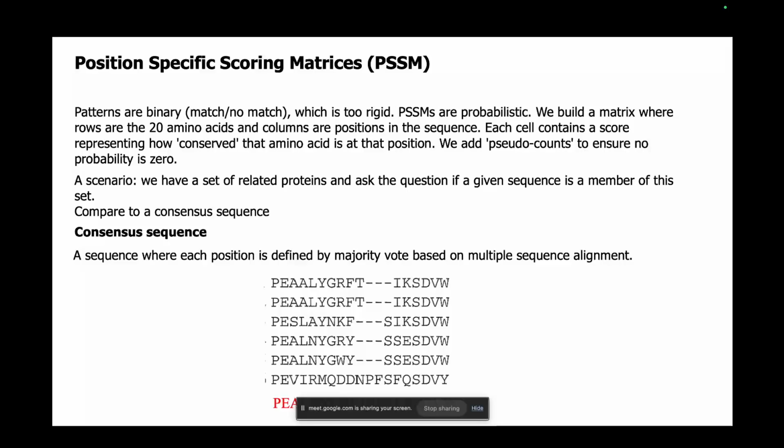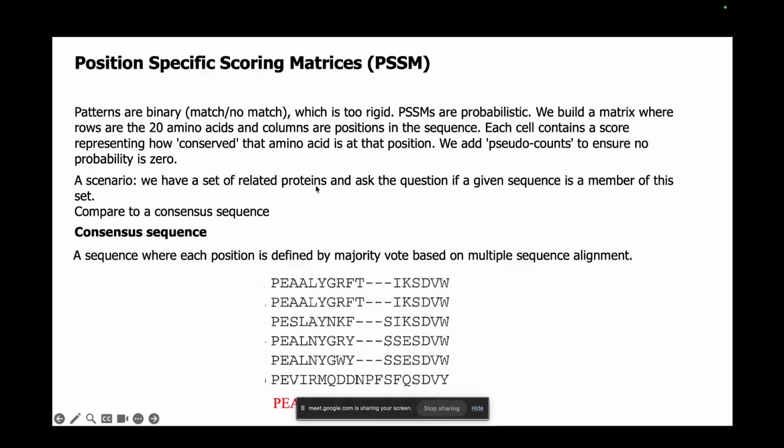So what you do is you use a probabilistic calculation of whether there is a match or a mismatch. These scoring matrices are probabilistic in nature. We build a matrix where the rows are the 20 amino acids and the columns are positions in the sequence. Each cell contains a score representing how conserved that amino acid is in that position. So you use prior data to find how, out of 500 proteins, in 300 proteins you see the same amino acid at that particular position. So the probability will be 3 by 5 for that position, right?